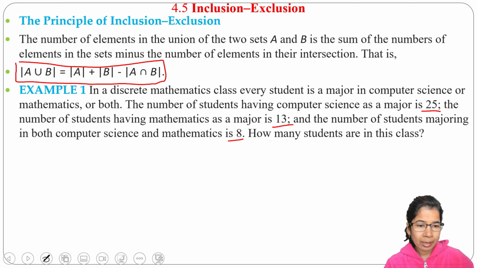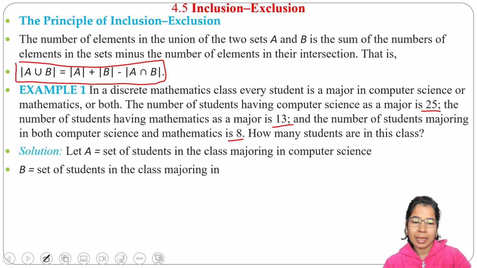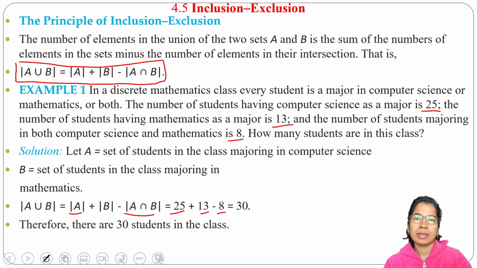So let A be computer science, B be mathematics, and A intersection B be both, right? So the cardinality of A union B will be the cardinality of A plus the cardinality of B minus the cardinality of A intersection B. A cardinality equals 25, B cardinality equals 13, A intersection B cardinality equals 8. 25 plus 13 minus 8 is 30. So a total of 30 students are in the class.